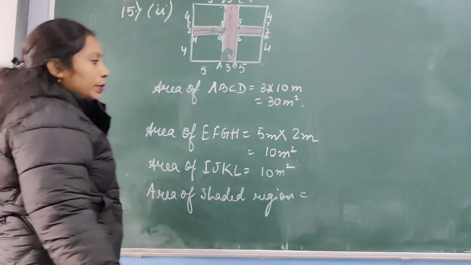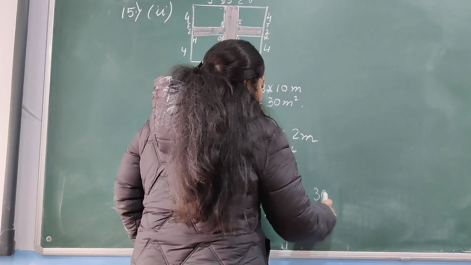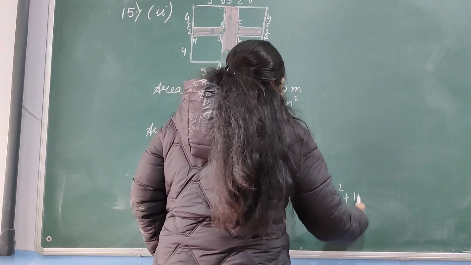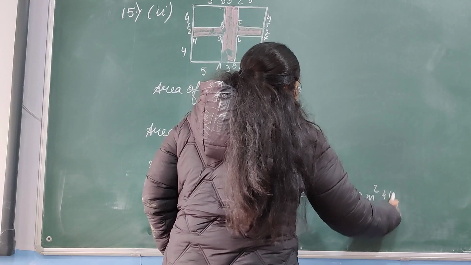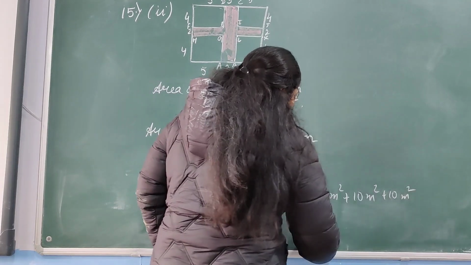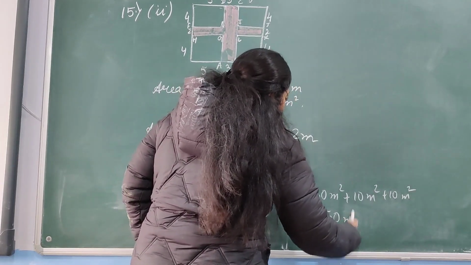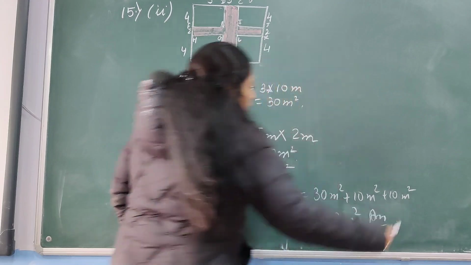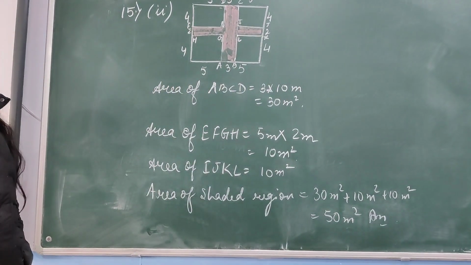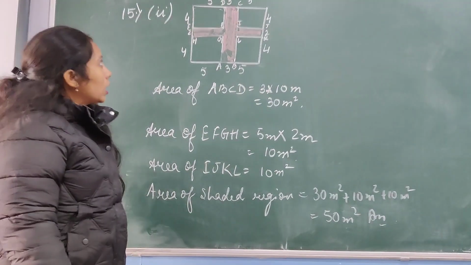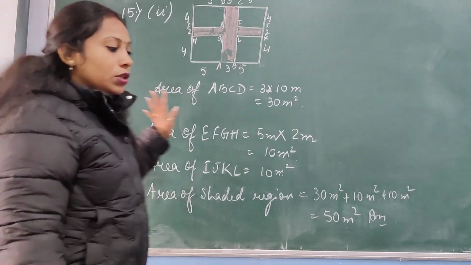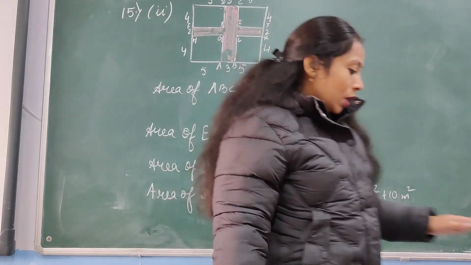Area of shaded region will be 30 meters square plus 10 meters square plus 10 meters square. That means 50 meters square is the area of the shaded region. I hope it's clear to all of you. There is no confusion, very simple question. So I hope this must be clear.